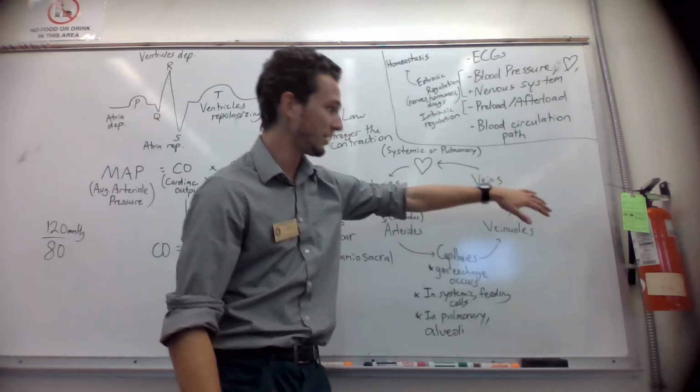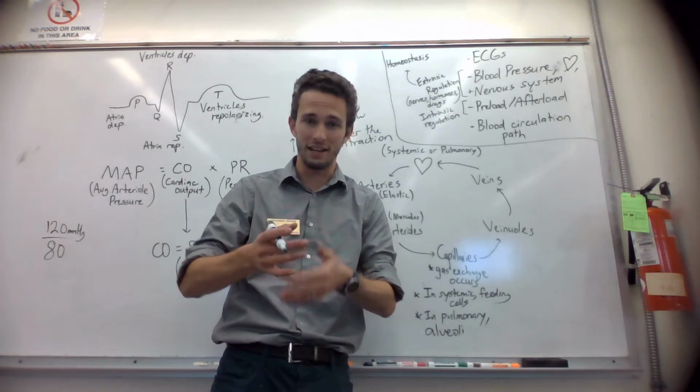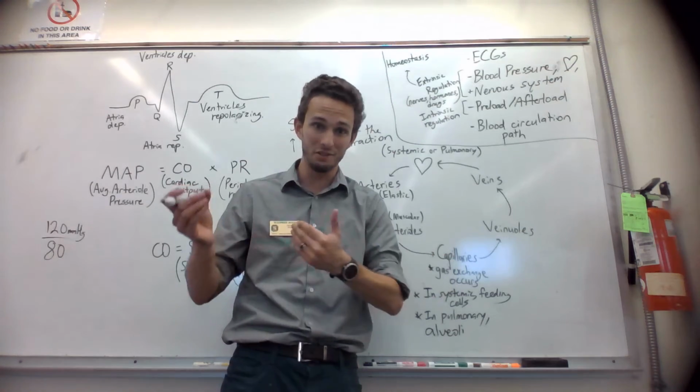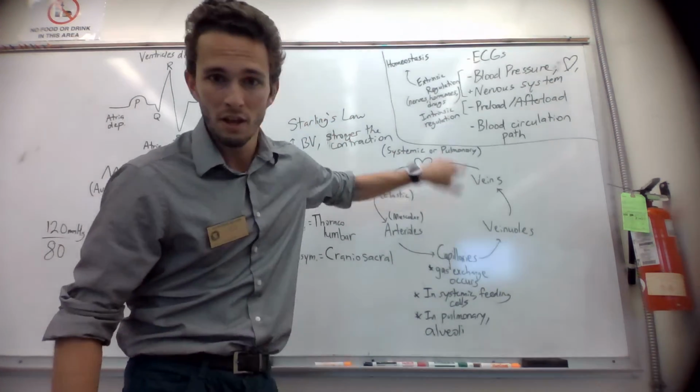Great. From the capillaries, we go back through the venules, which means small vein, to the veins, which are bigger. And the biggest ones being your superior and inferior vena cava. You may have heard that in lab. Vena cava means vein cave, big opening. And then it returns back to the heart.